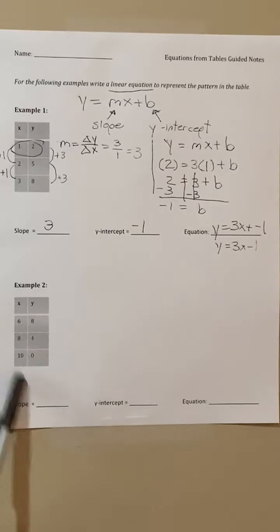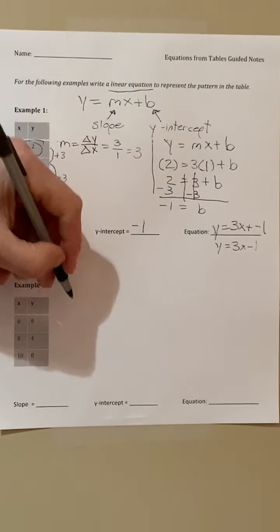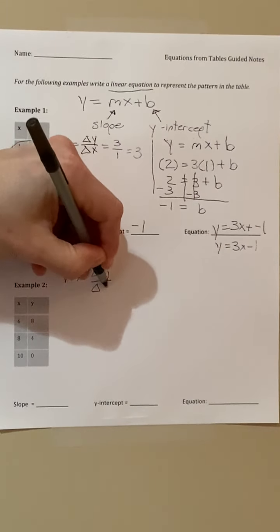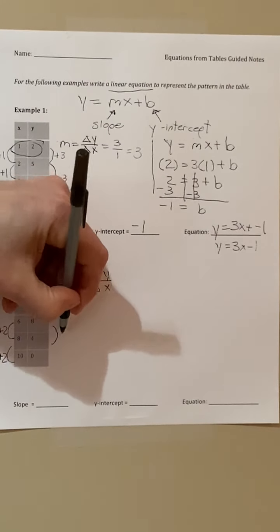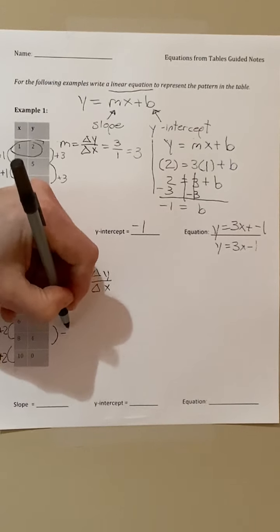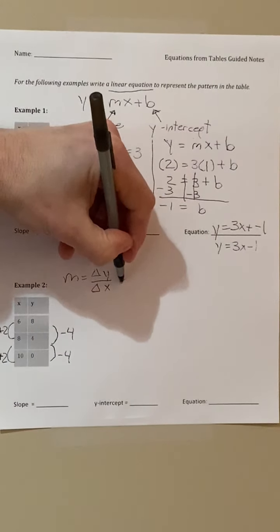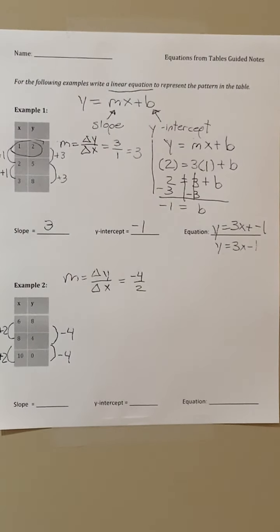Okay, example 2. Let's find this equation. Again, I'm going to need to find the slope and the y-intercept. Again, my slope first, m, is change in y over change in x. So let's find my change in y and the change in x. X is going up by 2 each time. I'm going to write plus 2. It's important we keep track of whether something's going up or down. Y is going down by 4 each time, so I'm going to write minus 4. So now my slope, change in y over change in x, is minus 4 over 2, which gives me negative 2 for my slope.